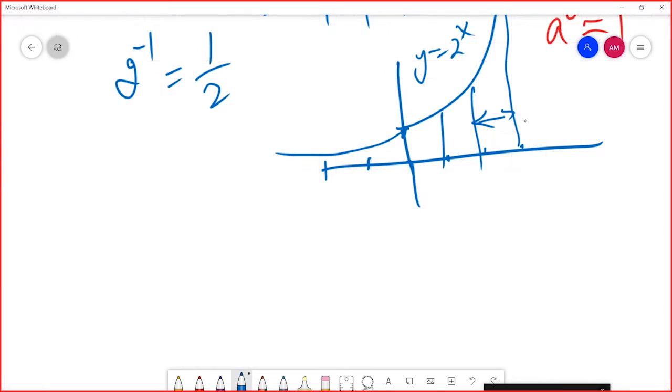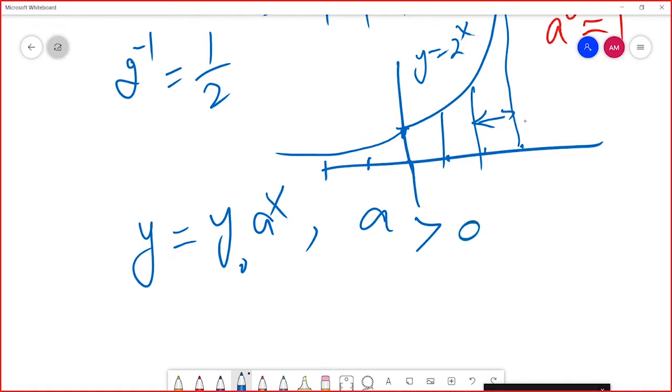Let's do one more thing. This is something like an exponential relationship. We have said y is equal to y naught a raised to the power x, right? And where a is greater than 0. We would see a few more things once I go into more details.